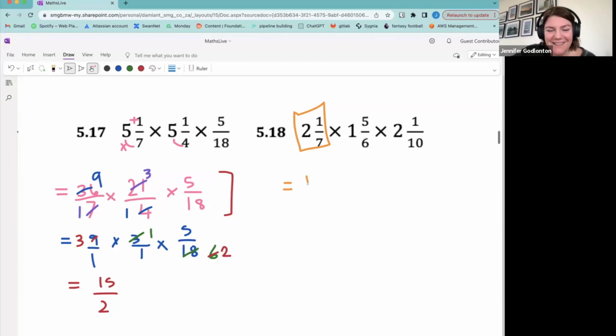Nice job, guys. So 7 times 2 gives us 14. 14 plus 1 gives us 15. So we're going to have 15/7. Beautiful. Times. What is 1 and 5/6 going to become?